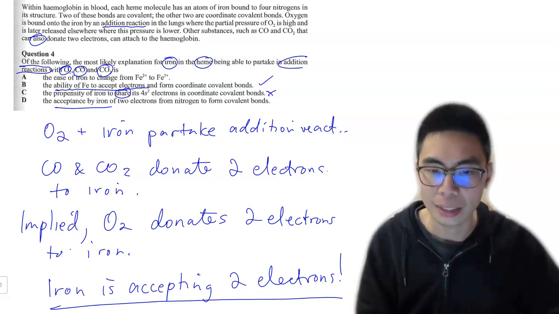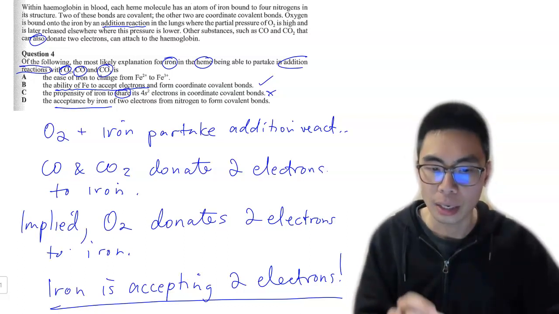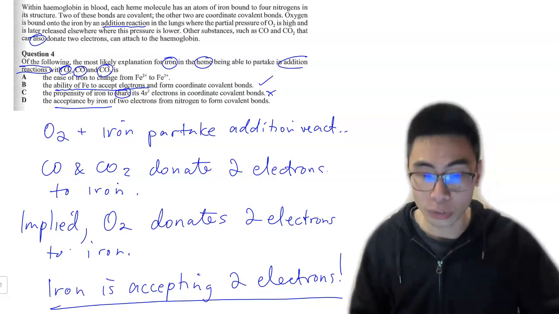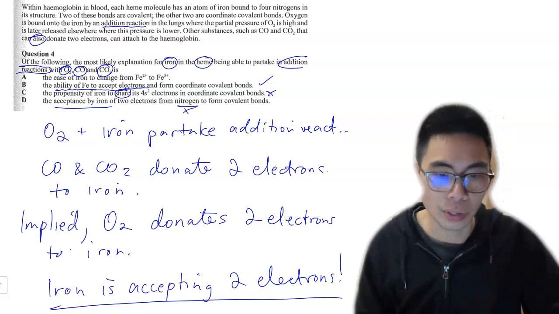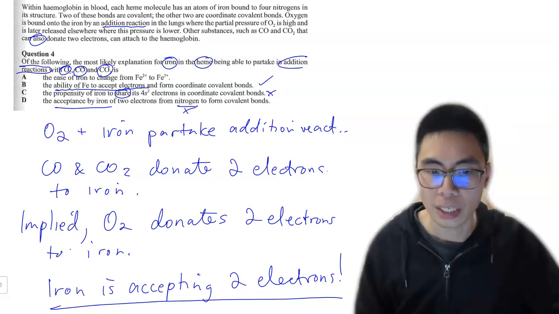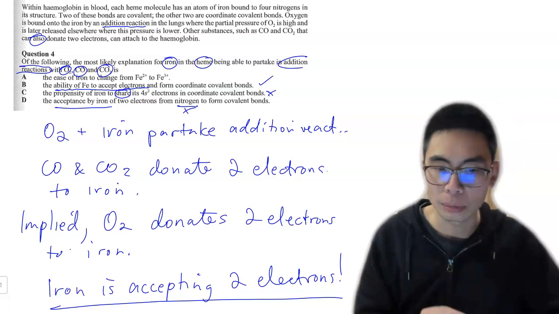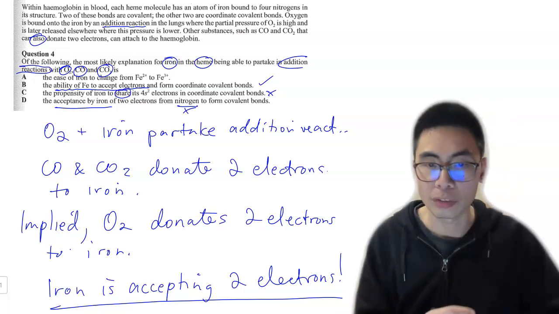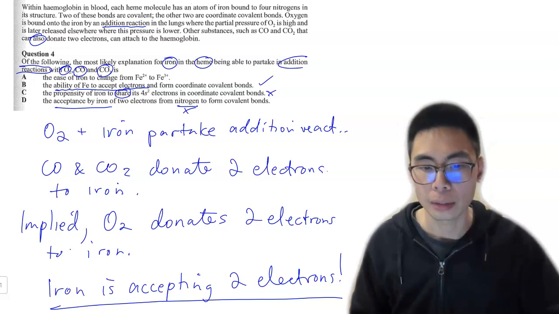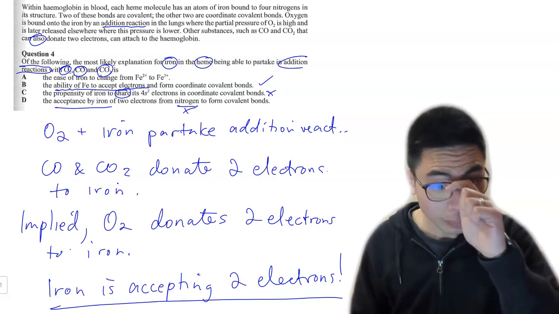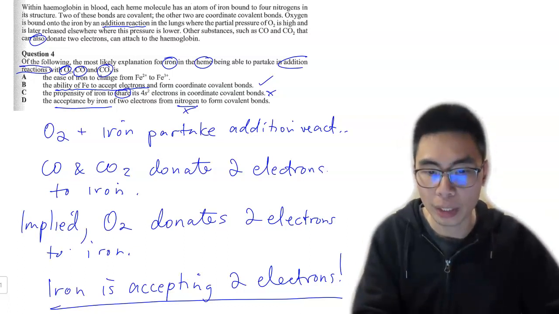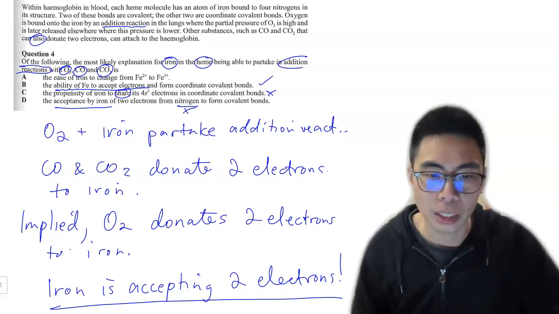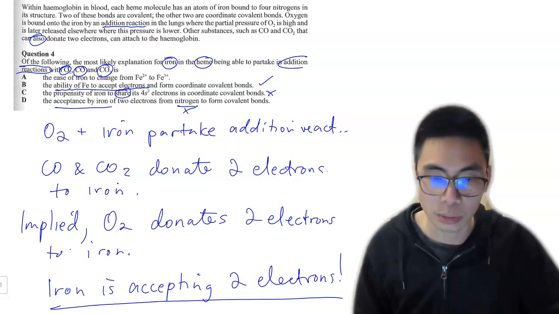Now, the key thing is that from the text, we've figured out that iron accepts electrons from oxygen, CO and CO2, not necessarily from nitrogen. So that's one thing to be a little bit wary of. And another thing to be wary of is that accepting or gaining, or even donating or giving away, is more in the realm of non-covalent bonds. If this is talking about forming a covalent bond with nitrogen, that would be sharing electrons, which is what option C was talking about.